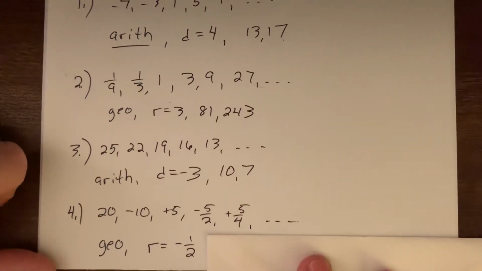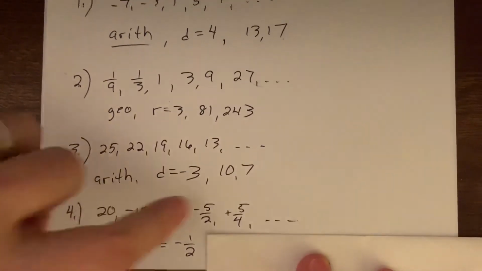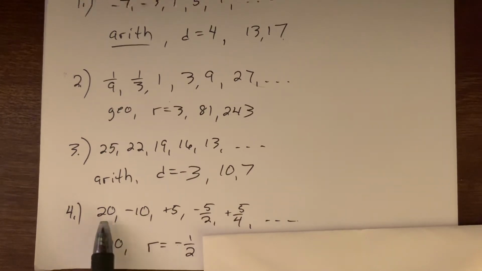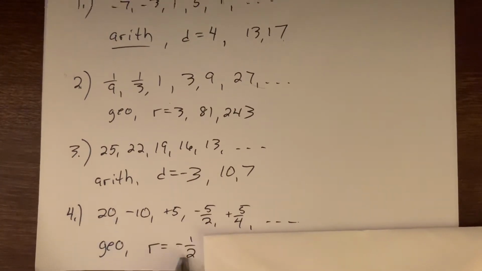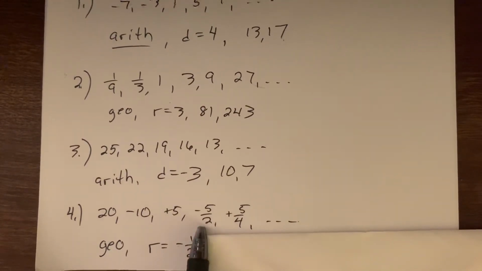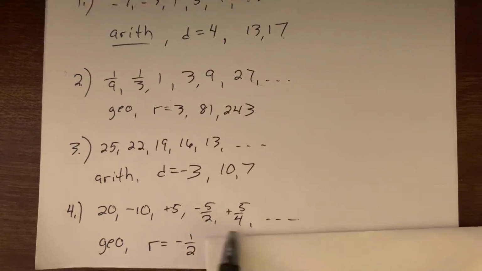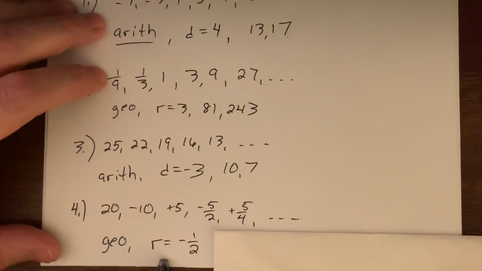But of course, the formulas still help. I pointed out any of the subtraction you do up here, and notice I stuck with the whole numbers. I didn't try and mix the fractions in with that. But when I tried to subtract a term minus its previous, I wasn't getting anything good. But now if I try and divide, well, negative 10 divided by 20 is negative 1/2. Positive 5 divided by negative 10 is negative 1/2. Keep going, negative 5/2 divided by 5. Do a little work with your fractions, you'll get negative 1/2. And same even with this last one. So it is geometric, R is negative 1/2.